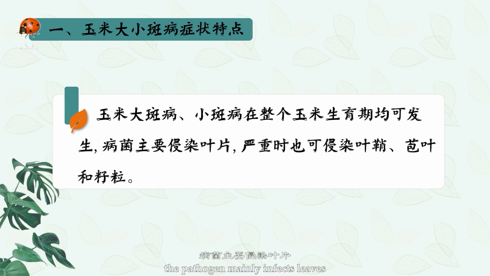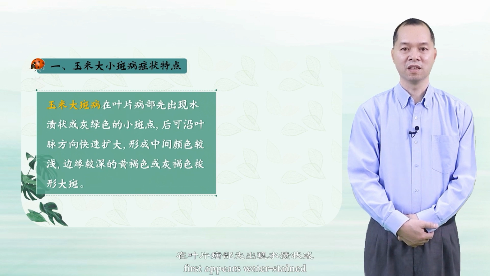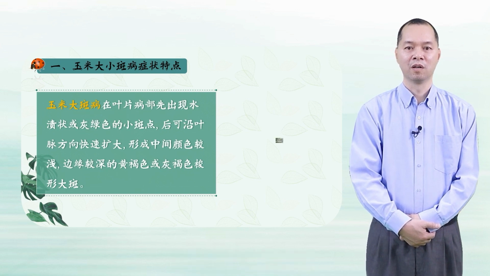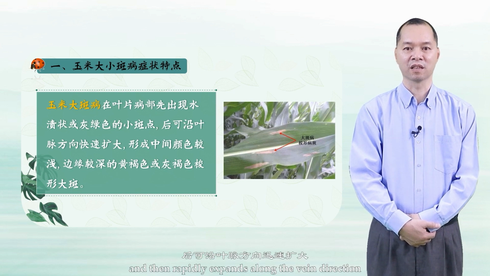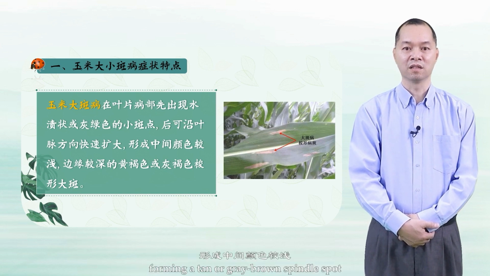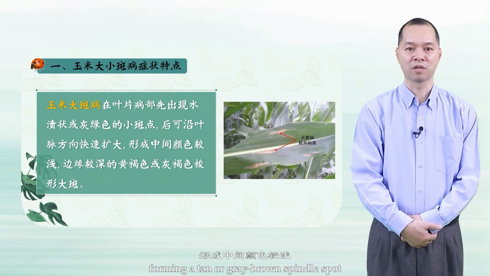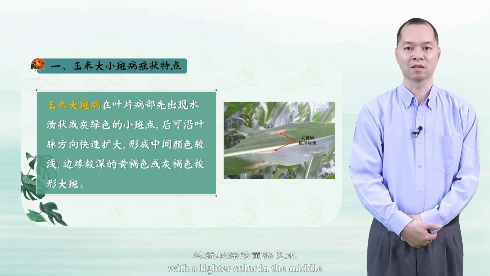The pathogen mainly infects leaves, and in severe cases it can also infect leaf sheaths, bracts, and grains. The large leaf spot first appears as water-stained or gray-green spots, and then rapidly expands along the vein direction, forming a tan or gray-brown spindle spot, with a lighter color in the middle and a darker edge.